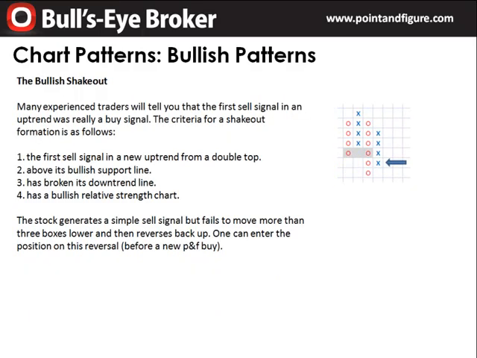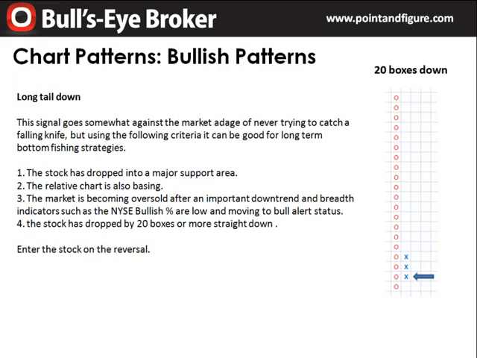The bullish shakeout. Many experienced traders will tell you that the first sell signal in an uptrend was really a buy signal. The criteria for a shakeout formation is as follows. 1. The first sell signal in an uptrend from a double top. 2. Above its bullish support line. 3. It has broken its downtrend line. 4. It has bullish relative strength. The stock generates a simple sell signal but fails to move more than 3 boxes lower, then reverses back up. Typically, one can enter the position on this reversal.